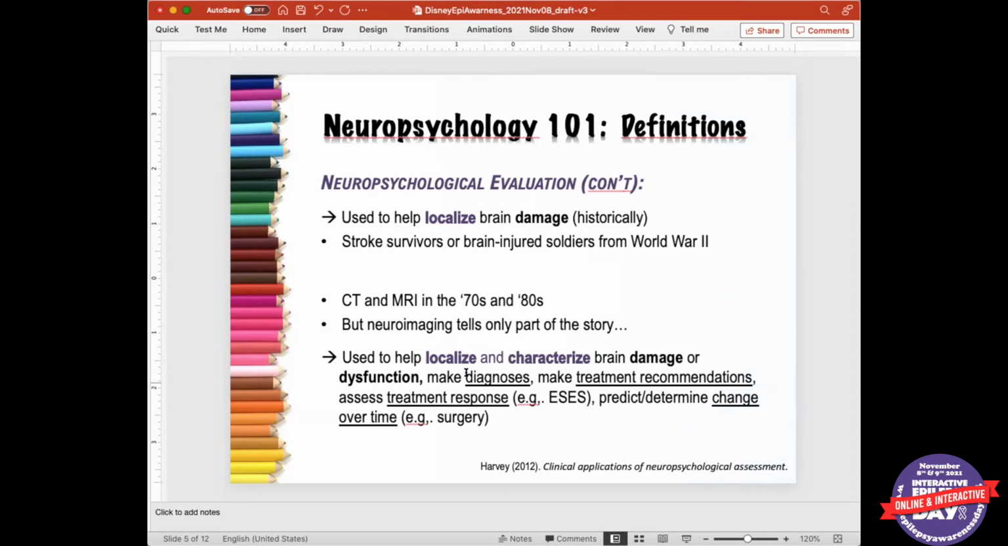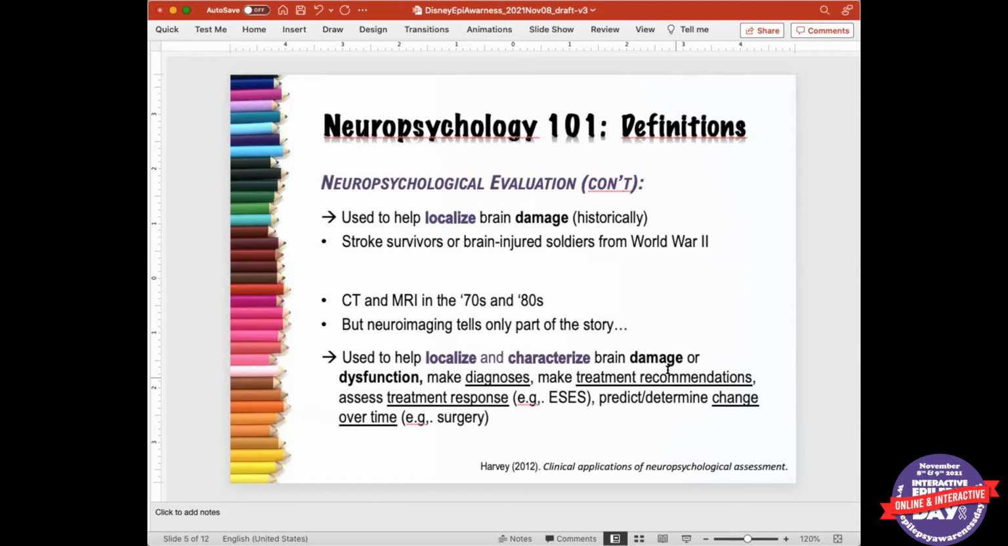So we use neuropsychology evaluations to make diagnoses. That's a big function. We also use it to make treatment recommendations. So what we have is, we'll go a little bit more into this. We use different measures. So we measure cognition. We use different tests, and we look at function across a bunch of different domains.